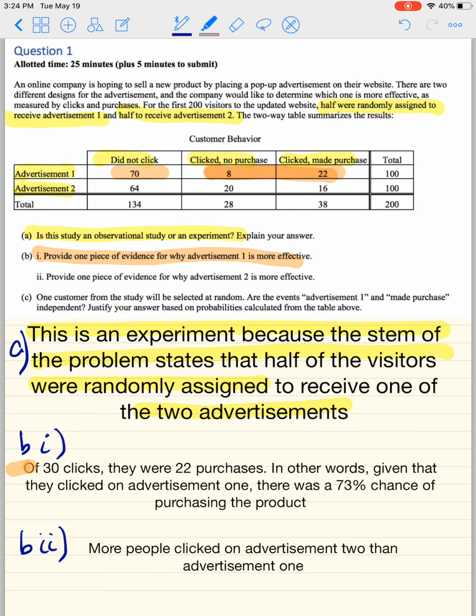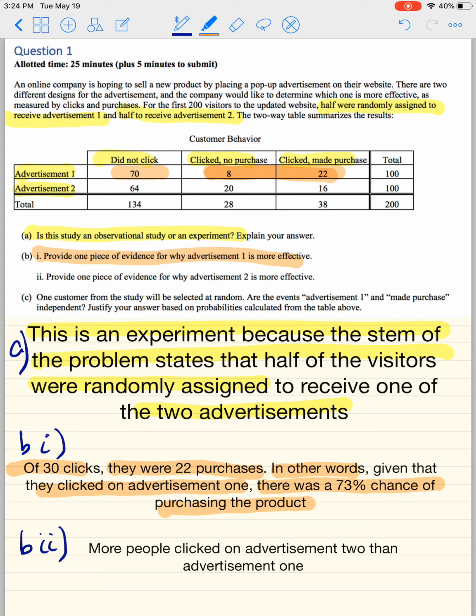So look what I wrote over here. Of 30 clicks, there were 22 purchases. In other words, given that they clicked on advertisement one, there was a 73% chance of purchasing the product. So that's great, okay? So that shows that advertisement one is great.